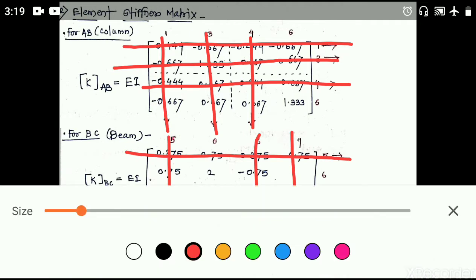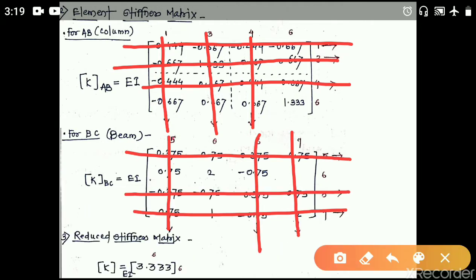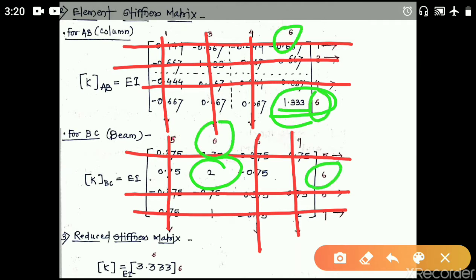Now the elements which remain are only those with the unknown, that is 6 6. From the first member it is 1.333 and from BC it is 2. The addition of these two gives the reduced stiffness matrix: K is equal to EI times 3.333, the sum of 2 and 1.333. The associated displacement is 6, which is theta B.